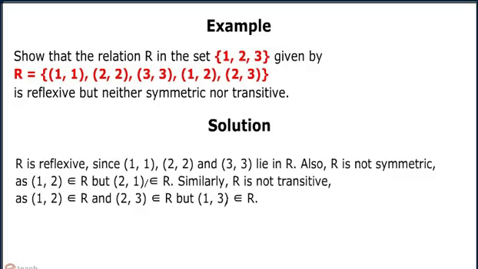R is reflexive since (1, 1), (2, 2) and (3, 3) lie in R. Also, R is not symmetric as (1, 2) belongs to R but (2, 1) does not belong to R. Similarly, R is not transitive as (1, 2) belongs to R and (2, 3) belongs to R but (1, 3) does not belong to R.